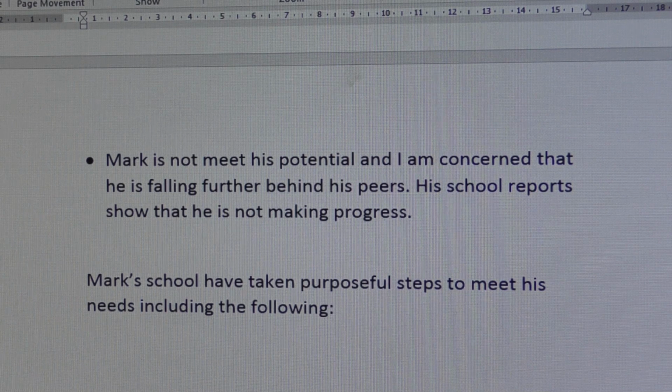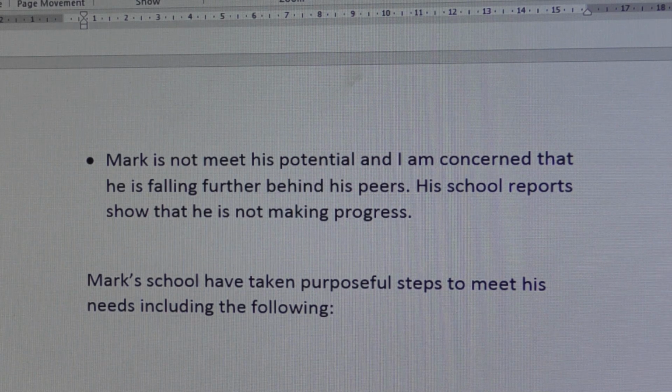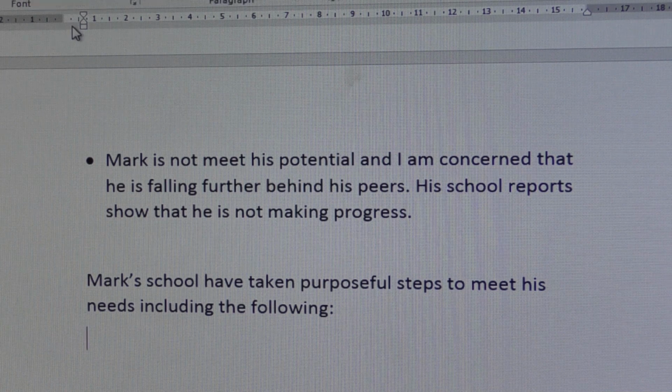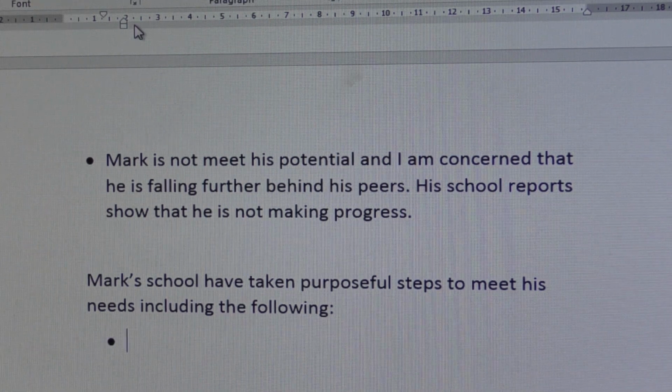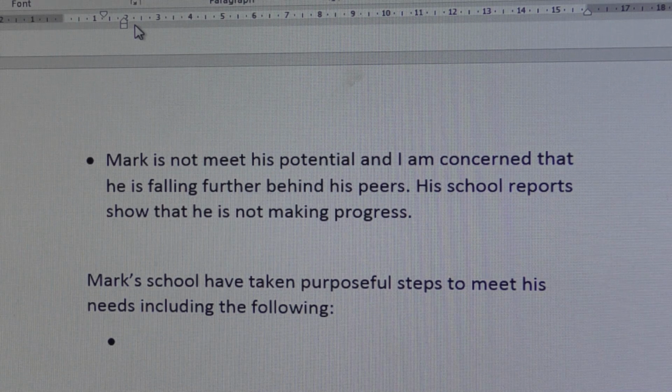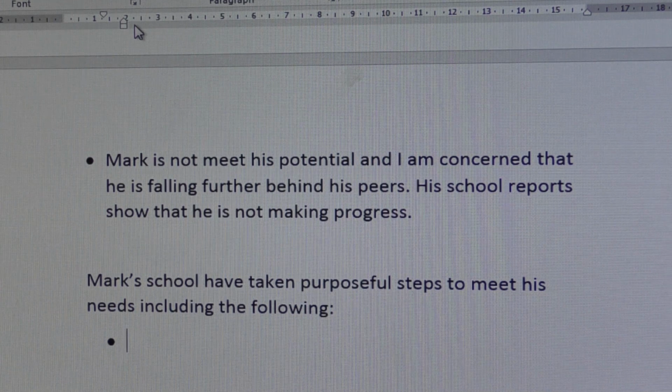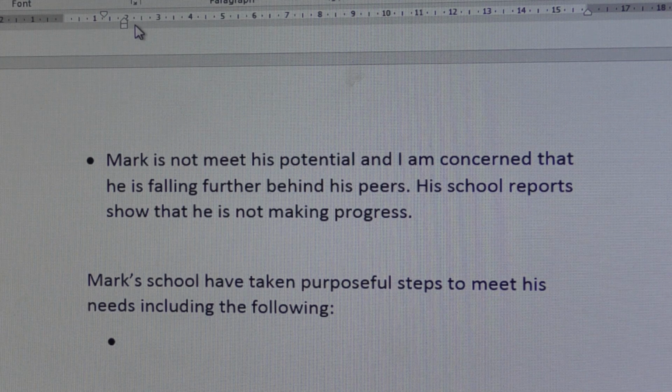So we identify the support that the school's put in place. Now you should have this because you should have been involved in the early stages of your son or daughter being put on the SEN register, identifying and putting in place specific support and interventions for them. So you should know what's happening. So we list them. Mark's school have taken purposeful steps to meet his needs, including the following.